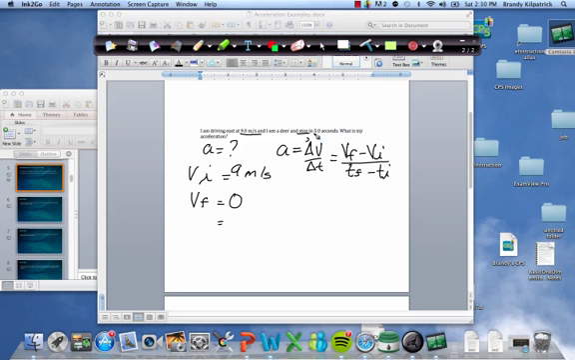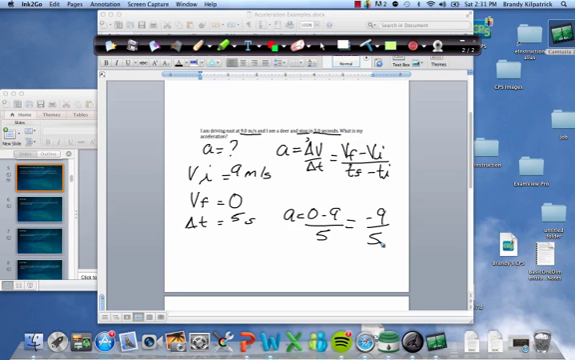Okay, so now we have 5 seconds. Well, that's my change in time. That's how long it took me to stop. So now I have Vi, I have Vf, I have delta t, everything matches. I can plug it into the problem. So acceleration is equal to Vf, which is 0 in this case, minus Vi, which is 9, divided by 5. So that's the same thing as negative 9 divided by 5.